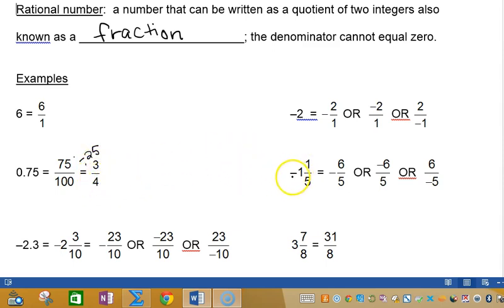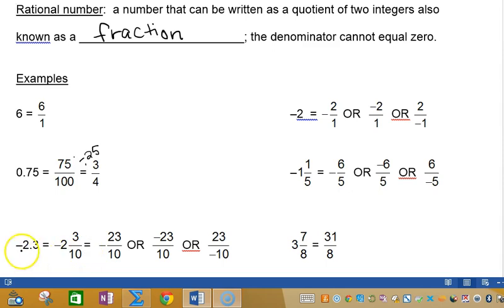The mixed number, -1 and 1/5, we can change that to an improper fraction by multiplying 5 times 1, which is 5, plus 1, which is 6. So as a quotient of two integers, it would be -6/5. And remember, you can write that with the negative on top with the 6, the numerator, or you can write that with -5 on the bottom with the denominator.